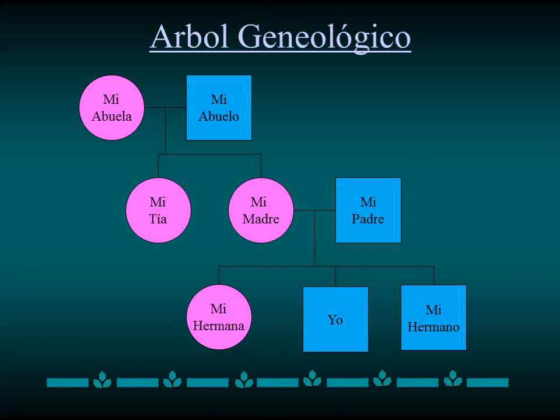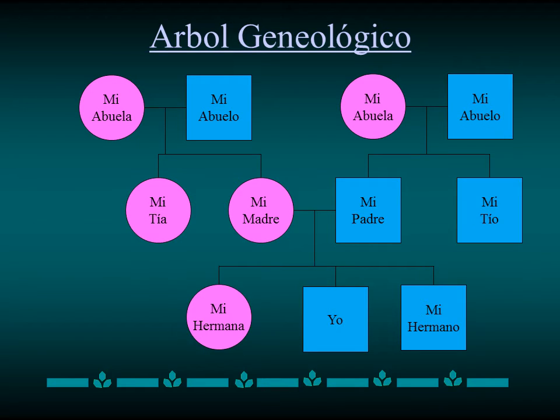And we can look at my father's side too. So, mi padre tiene sus padres. El padre de mi padre es mi abuelo. Y la madre de mi padre es mi abuela. So we got my grandmother and grandfather again. Y mi padre tiene un hermano. El hermano de mi padre es mi tío. So here we have my mother's sister on the left-hand side is my aunt, mi tía. And my father's brother on the right side, that's mi tío, my uncle. Tío and tía.